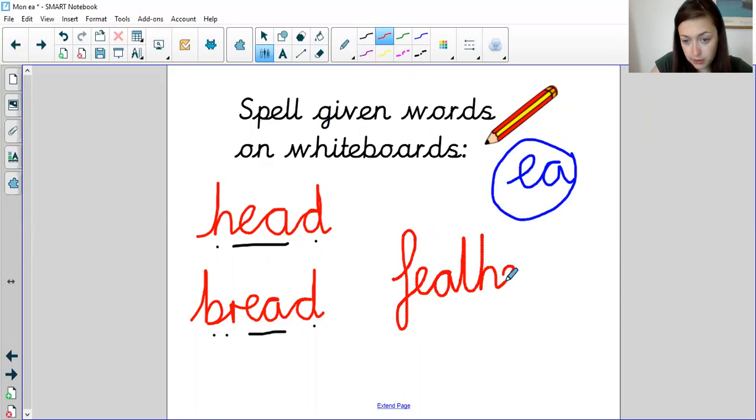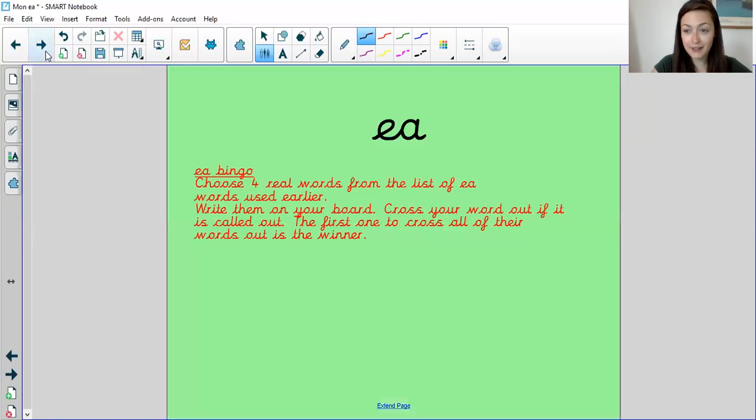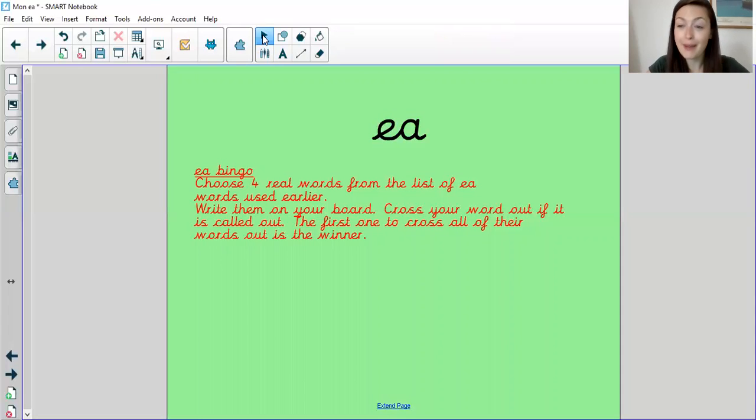And remember, when we are doing our beautiful join-up handwriting, we only cross our T's and dot our I's at the end of spelling the word. Let's put the sound buttons on. Feather.